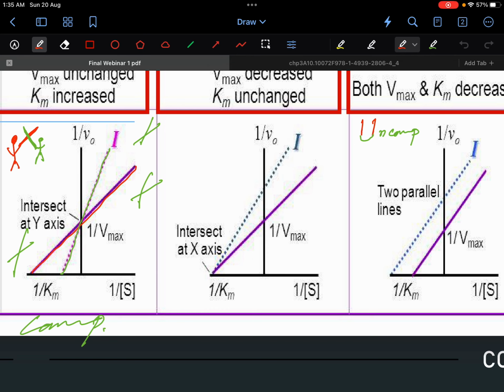So if you consider the two parallel lines of uncompetitive U, the double reciprocal plot will be lines that are parallel to each other. This one is here, and this one is here, so these two are parallel to each other, right? So parallel, uncompetitive inhibition, right?